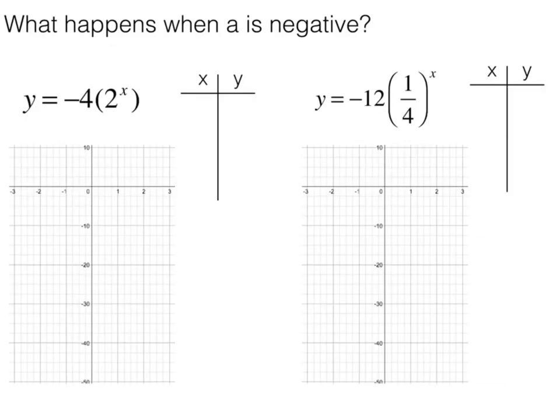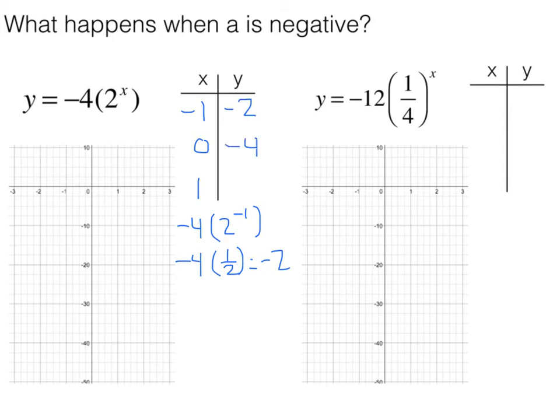What happens when a is negative? So first thing we're going to do is make a table of values and see what happens when our a values are negative. So -4 times 2 to the negative first power. And remember, negative powers mean to multiply by the reciprocal. So we have -2. My a value is -4. And then when I plug in 1, I'm going to get -8. Okay, so your asymptote is still going to be at 0.